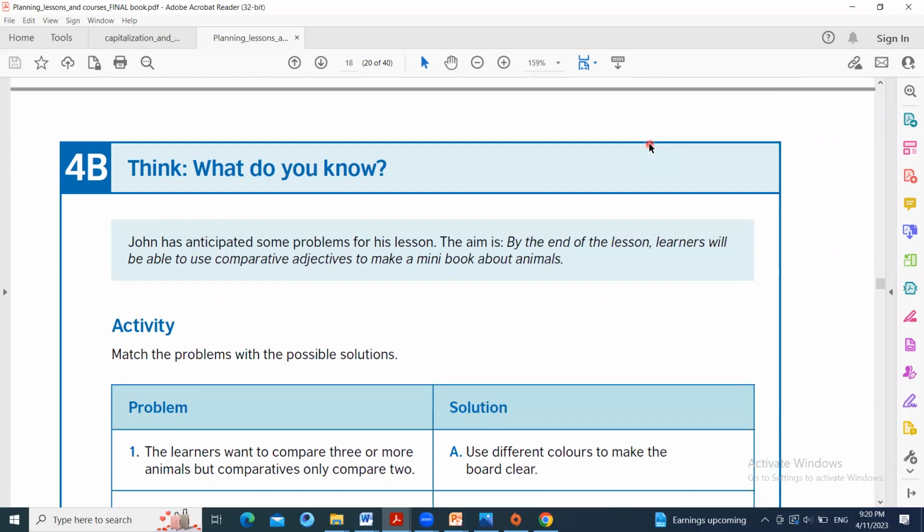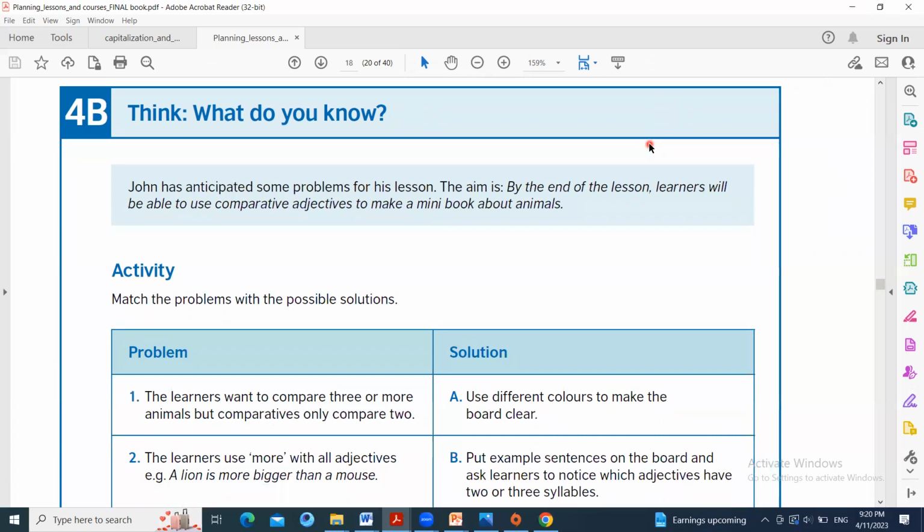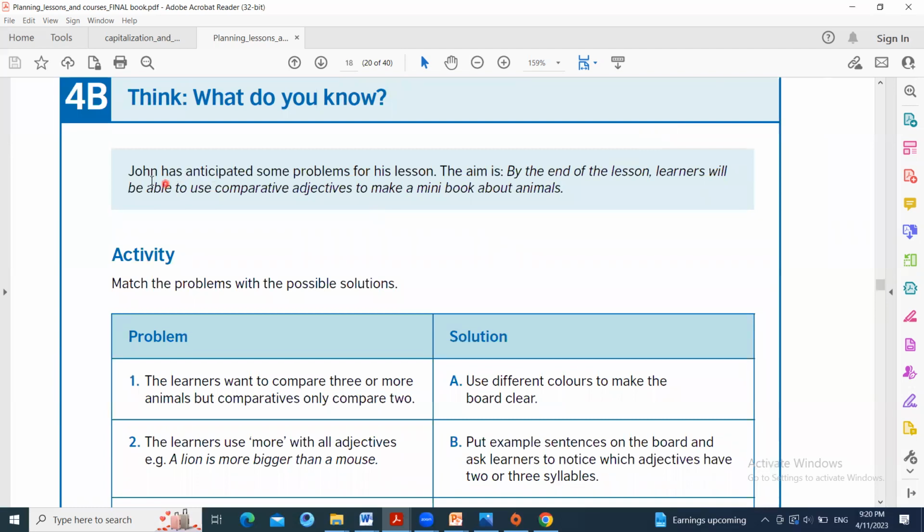The second part here, what do you know? We'll talk about John. John has anticipated some problems for his lesson. The aim is by the end of the lesson, the learners will be able to use comparative adjectives to make a mini book about animals. Good. Here you have learned even in the previous lectures how to make an aim. So this is the aim.